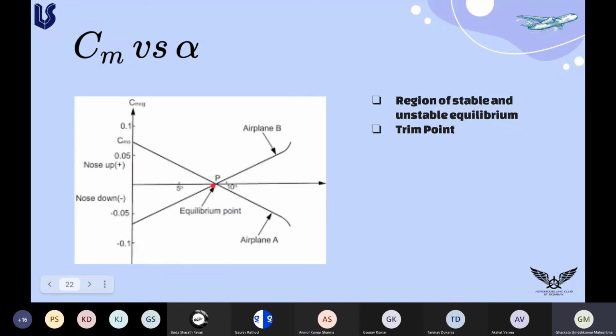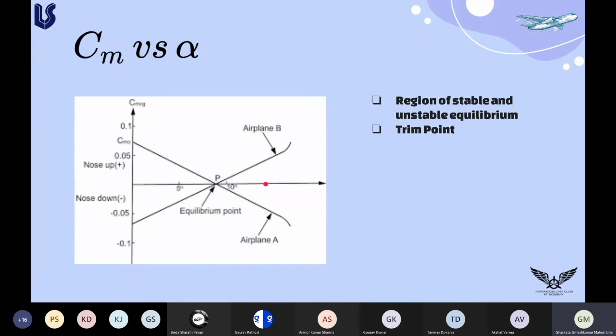So if the alpha is increasing, we want some negative pitching moment. So negative moment is here. So this line is a define. So this line fulfills our expectation. So this airplane is stable. And also, what is the difference between airplane A and B? It is just the relative position of the aerodynamic center and the center of gravity.